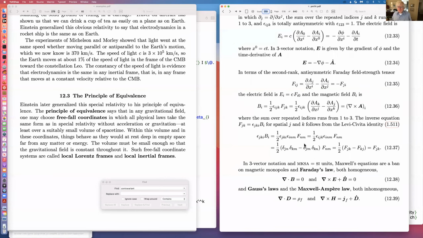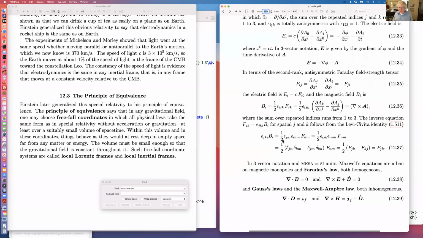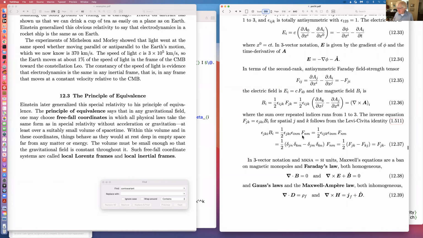Anyway, the inverse equation here, F being epsilon B, arises from this little derivation here, which I think it's easier for you to sort of puzzle through than for me to type it.